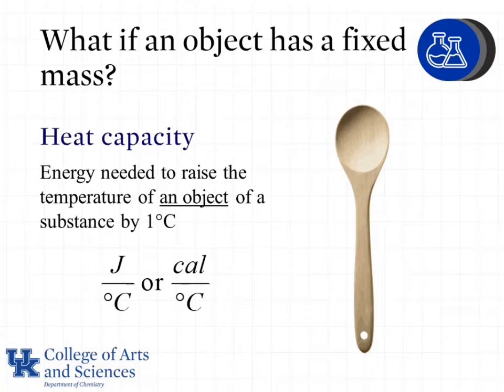In that case, we use something called the heat capacity, which is different than the specific heat capacity. So heat capacity is the energy needed to raise the temperature of an object or substance by 1 degree Celsius. So this has units of joules per degree Celsius or calories per degree Celsius. Notice that the units of grams are missing. And this is used for objects that are a fixed mass, such as a container, or a lab device, or in this case, a wooden spoon. So the wooden spoon is not going to change mass between uses. It's going to have the same heat capacity, even if the water that it's stirring is going to change in mass from time to time.